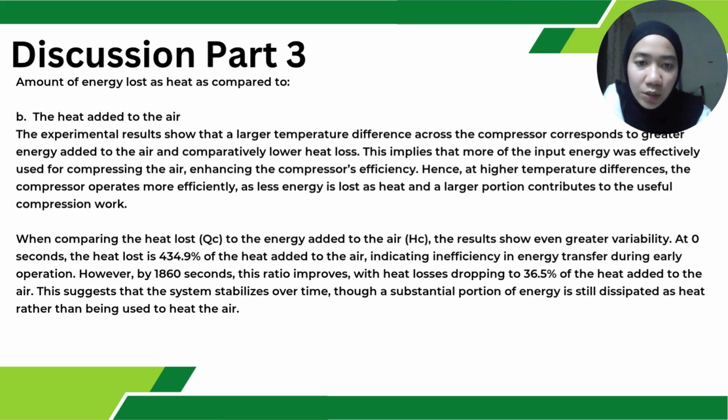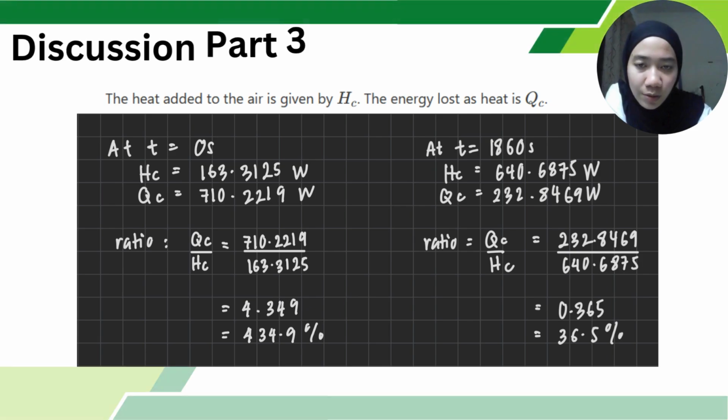When comparing the heat loss QC to the energy added to the air HC, the results show even greater variability. At 0 seconds, the heat loss is 434.9% of the heat added to the air, indicating inefficiency in energy transfer during early operation. However, by 1860 seconds, this ratio improved, with heat loss dropping to 36.5% of the heat added to the air. This suggests that the system stabilized over time, though a substantial portion of energy is still dissipated as heat rather than being used to heat the air.